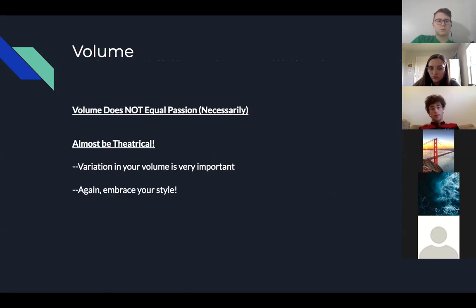And then we have volume. And this is something that I've really struggled with. The first point here is that volume does not equal passion. In my novice year, I almost yelled, basically, when I was speaking. It was not good. I'm sure it's kind of legendary among DHS and BWHS debaters how loud I talked. People would say that they could hear me through the classroom walls if they were debating next to me.